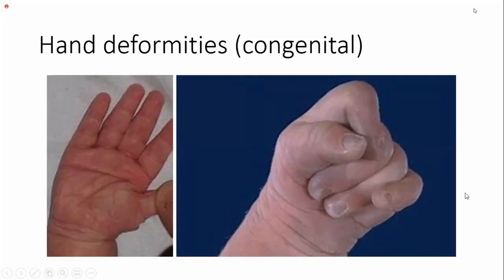Fingers? Just bend your fingers and see how they bend, and how they bend in this child.